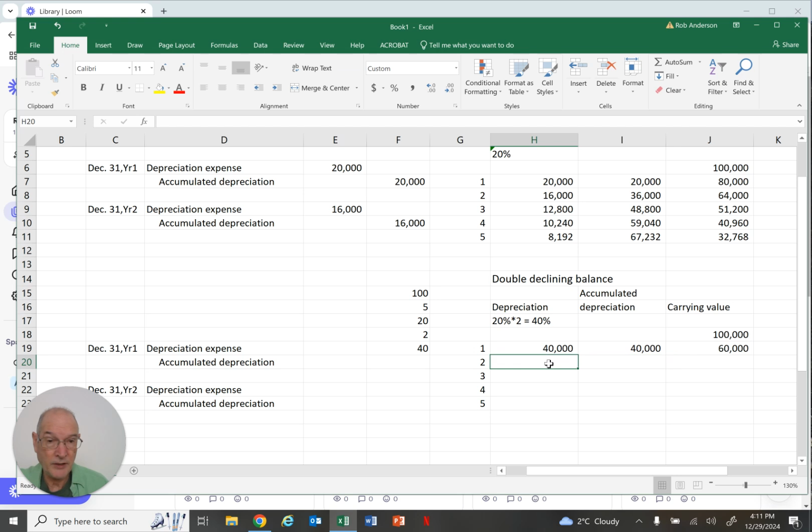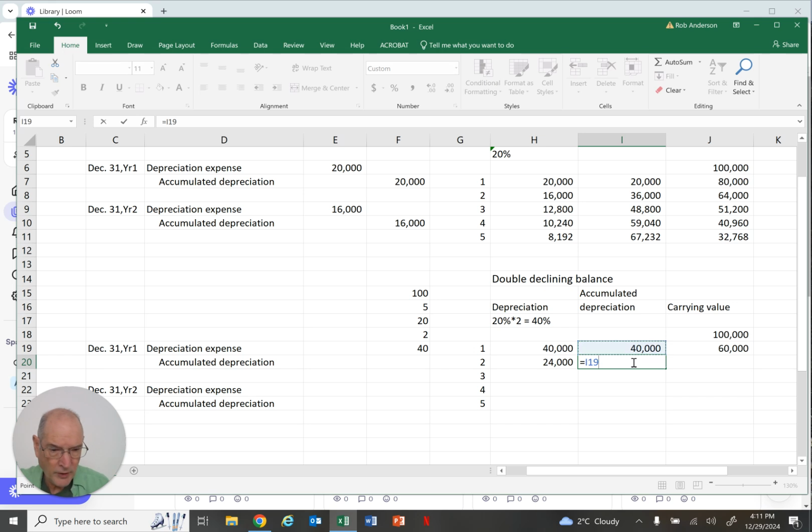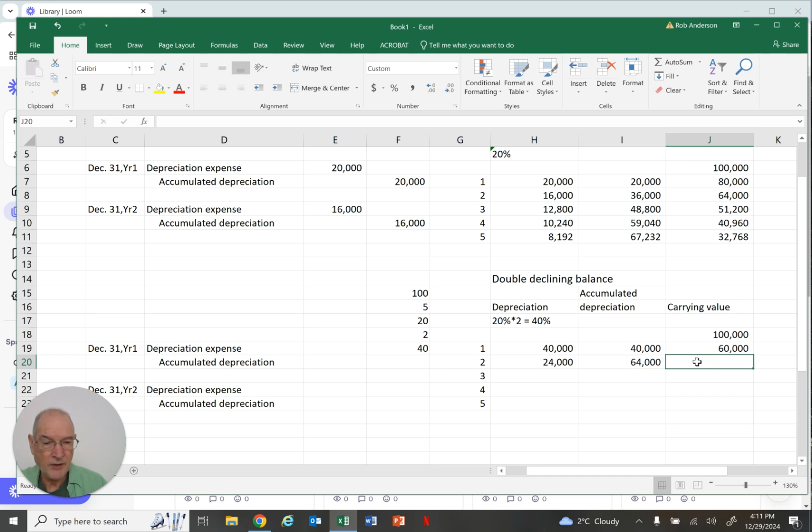Now for year 2 then, it's based on 60. So we're going to take our carrying value of 60. We're going to multiply by, in this case I'm using 0.4, which is 40%. And there's our amount for year 2. So our accumulated depreciation is the 40 we had before, plus the new amount of 24. So there's our accumulated depreciation. And our carrying value is the 60,000 minus current year depreciation of 24. So now we have 36.